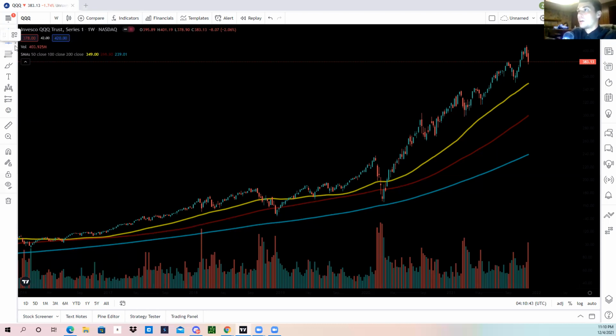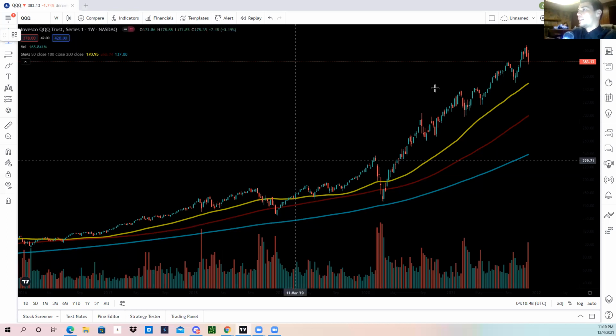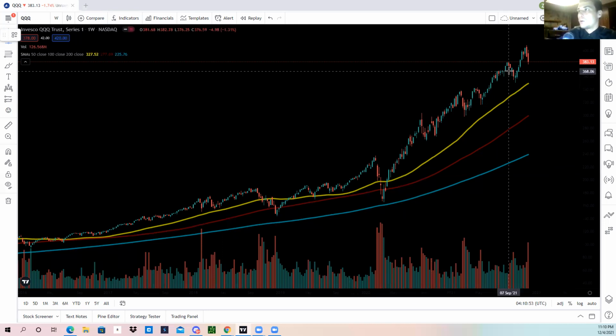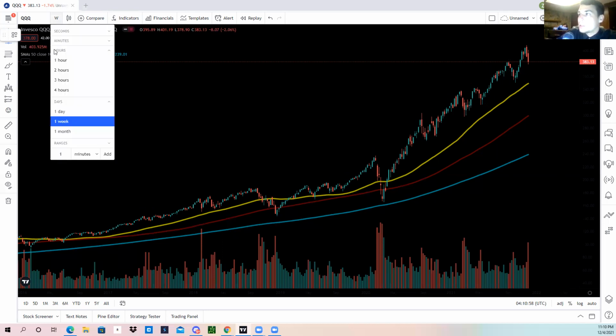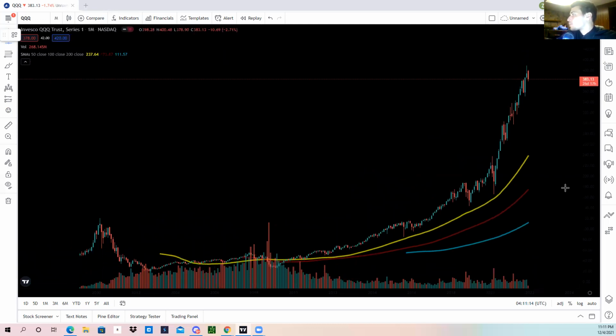So the first thing you're going to want to do is click this little arrow here and go to the horizontal line. That's basically going to be our support level line. I am looking at the 1 week chart right now. What I recommend for beginners is to start with the 1 month, 1 week, and 1 day charts. So let's go to the 1 month chart, and I'll show you guys real quick. We'll draw a couple support and resistance levels.